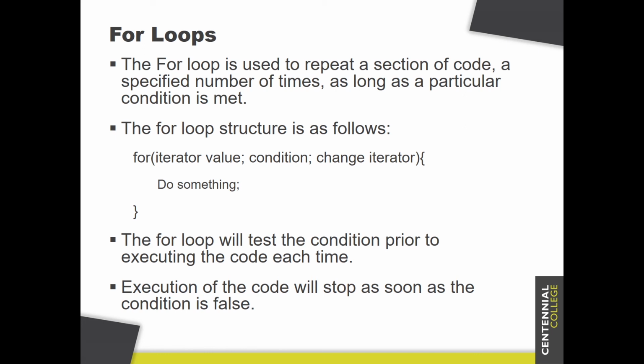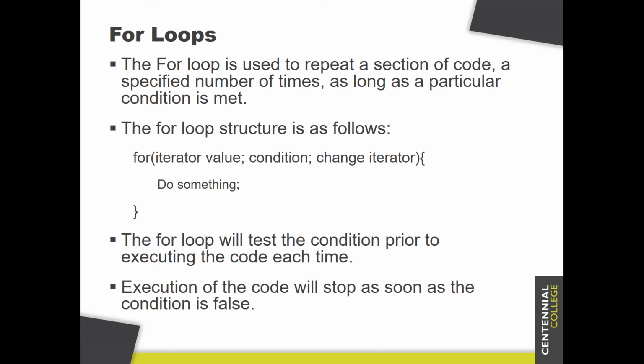The for loop has the following structure. For with an open parenthesis and then an iterator value, a condition, and a change to your iterator, with a closed parenthesis. Then we've got our braces to define the scope of our for loop. Just like with the if statement, if you only have one line of code, you don't have to use the braces, and the for loop will only run that one line over and over again. But if you have multiple lines of code, you do require the braces to make sure the lines are encased within the scope of the for loop.